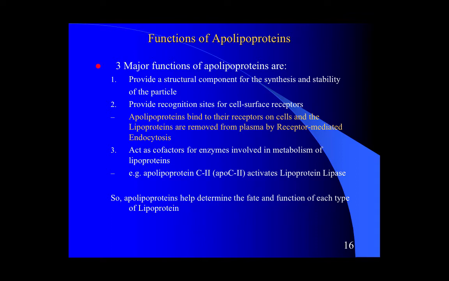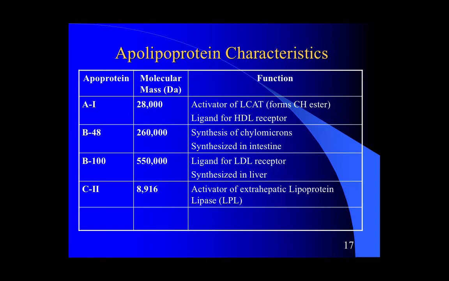A good example of that is now let's look at number 2. Some apolipoproteins provide recognition sites for cell surface receptors. Apolipoproteins bind to the receptors on cells, and the lipoproteins are removed from the plasma or blood by receptor-mediated endocytosis. We're going to talk about LDL and how that works in a second. Okay, let's look at the next one. So this is a table that you can cross out that molecular mass. I know, fascinating, but I won't ask you this. But B100 is one of the biggest proteins in the body.